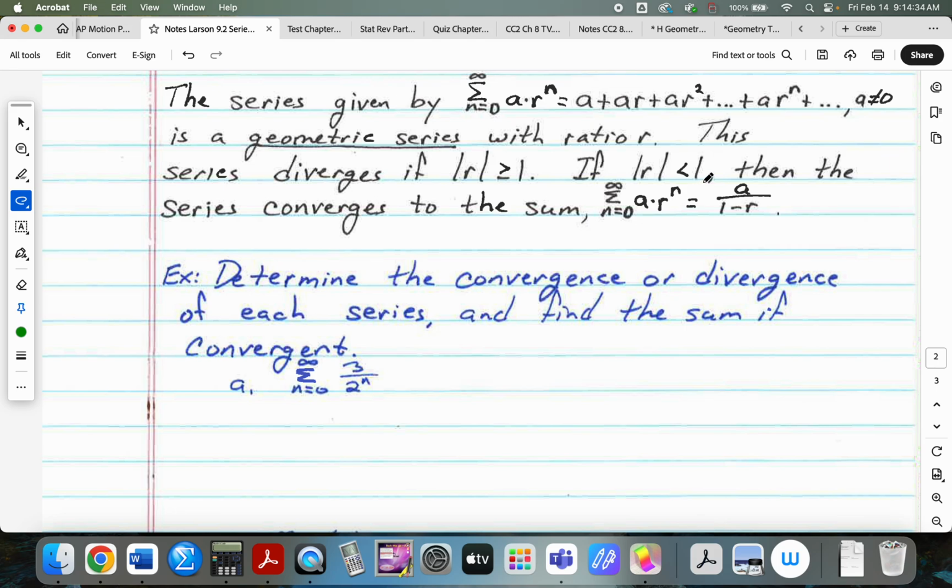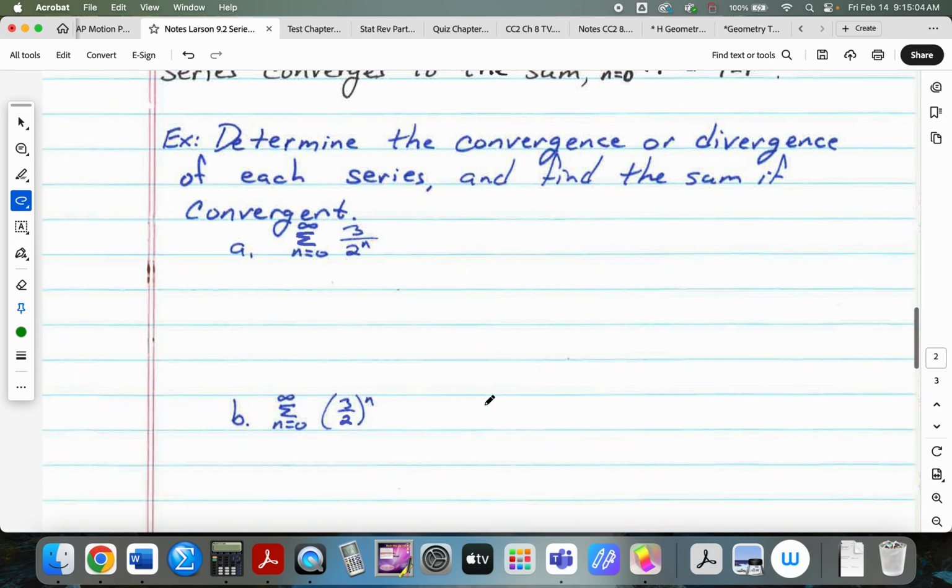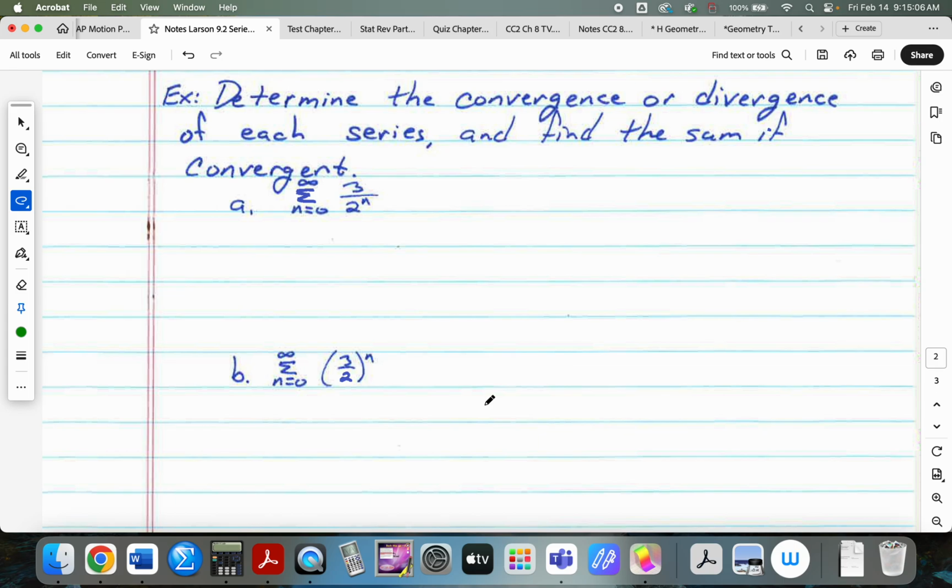Now, if the absolute value of r is less than 1, the series converges, and this is one of the few that we can just look at and go, I know what that's going to converge to. Most series, we're going to be content with it converges or it diverges. We're not going to be super concerned with what it converges to. And what it converges to is a over 1 minus r. Does that sound at all familiar to you? I think so. Okay. So let's take a look at these. Determine the convergence or divergence of each series and find the sum if convergent. So this is a geometric series.